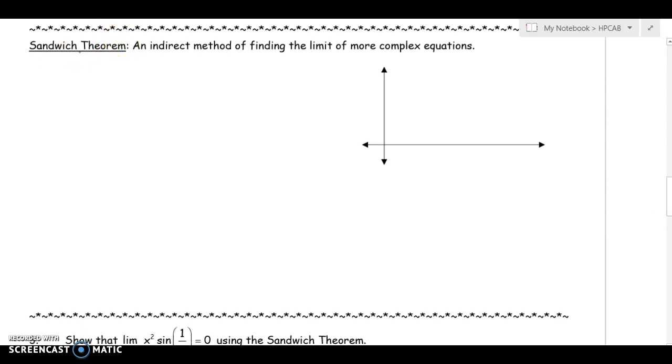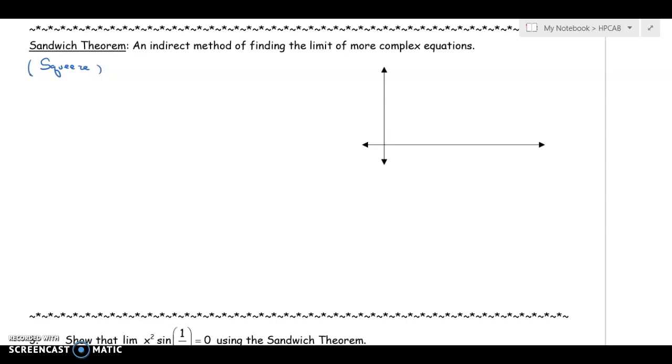Sandwich Theorem is also called Squeeze Theorem. I think you're usually going to see Sandwich Theorem, but in case you see Squeeze somewhere, it's the same thing. Here's essentially what the Squeeze Theorem is. It's an indirect method of finding the limit of more complex equations. Typically, we're going to end up using the Squeeze Theorem a lot of times with trigonometric functions, something with like sine or cosine, stuff like that.